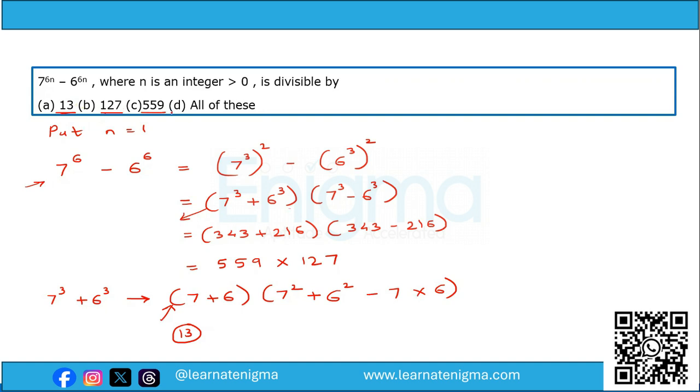So therefore, we can say that all the given options are factors of 7 raised to 6n minus 6 raised to 6n.